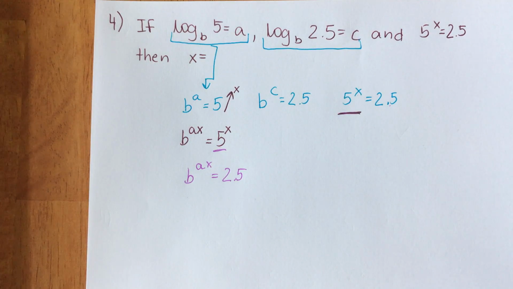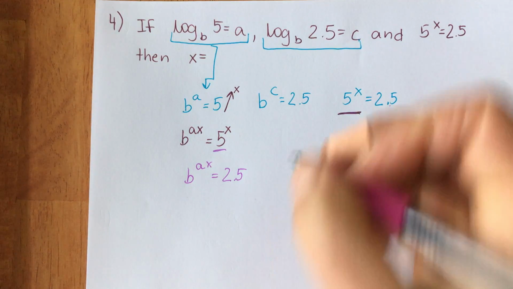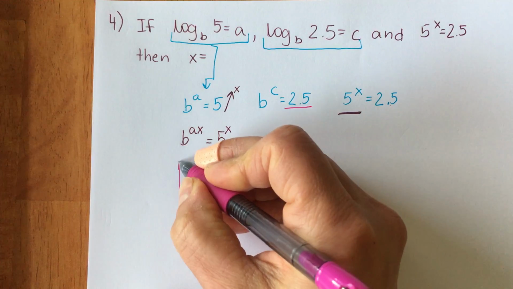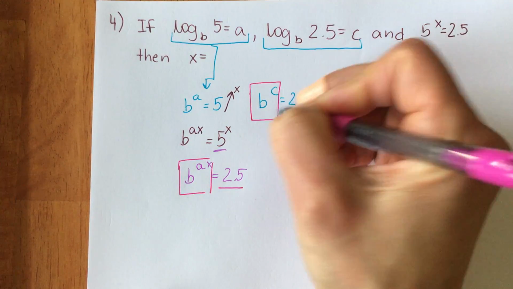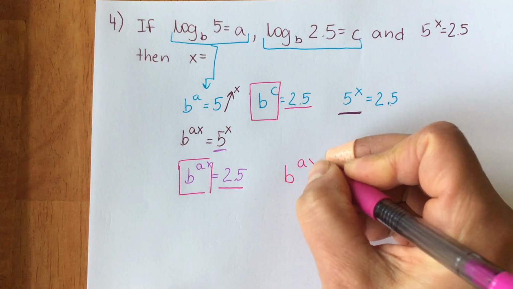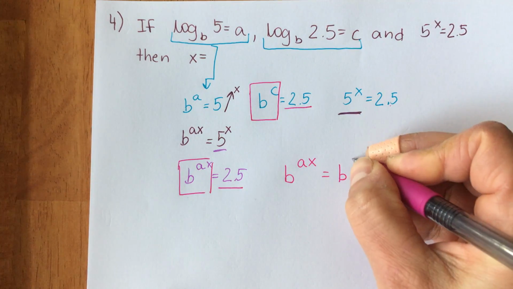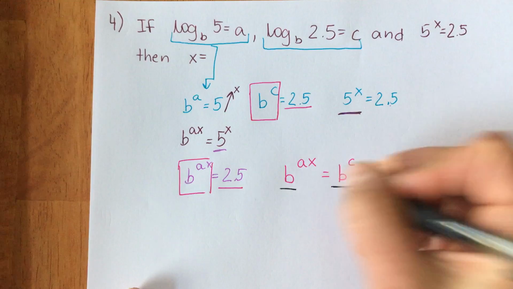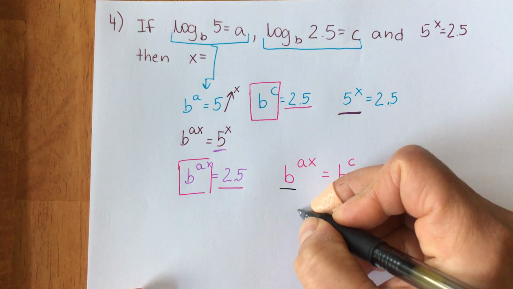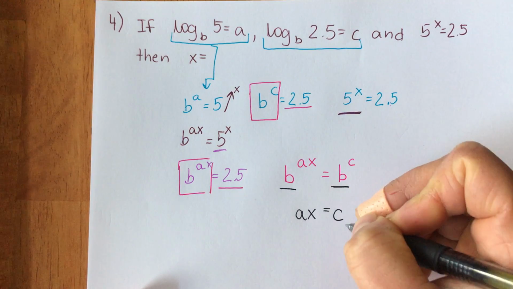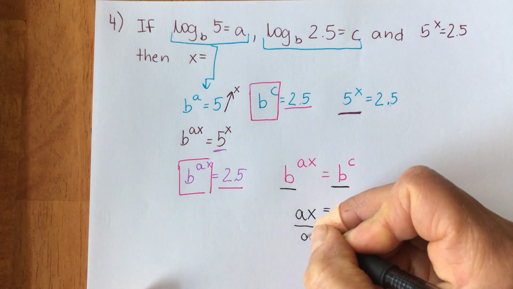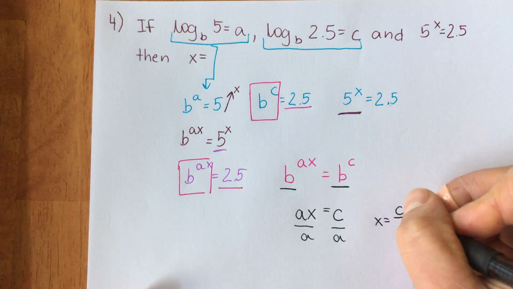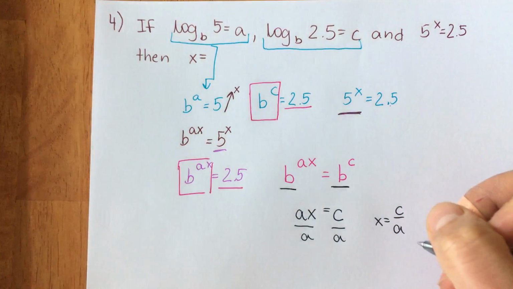All right, now I have my third equation that is going to be extremely helpful, because I know that this is equal to 2.5 and this is equal to 2.5. Therefore, this guy and this guy are equivalent. So b to the power of ax is equivalent to b to the power of c. How convenient. Again, this is what we are looking for in mathematics. b and b are the same, so I can get rid of them, and what I see is that ax is equivalent to c. Well, we are looking for x, so we can divide both sides by a. x is equal to c divided by a. And I believe that was one of our options.